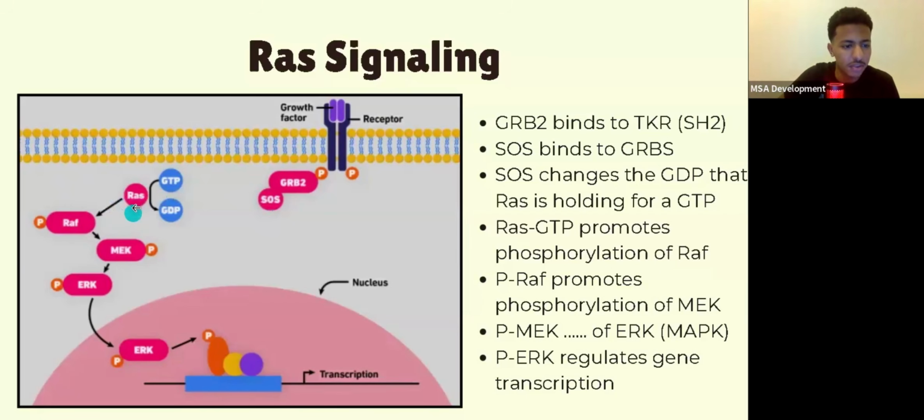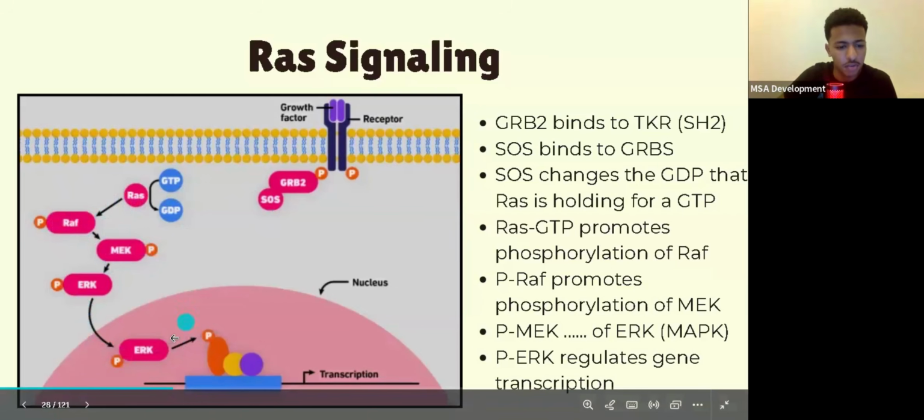Now this activated RAS is going to phosphorylate the RAF, or promote phosphorylation of the RAF. Now phosphorylated RAF is going to do the same for MEK. MEK is going to do the same for ERK, and ERK is going to have its function, okay? So ERK is, okay, I'm not going to leak the question.